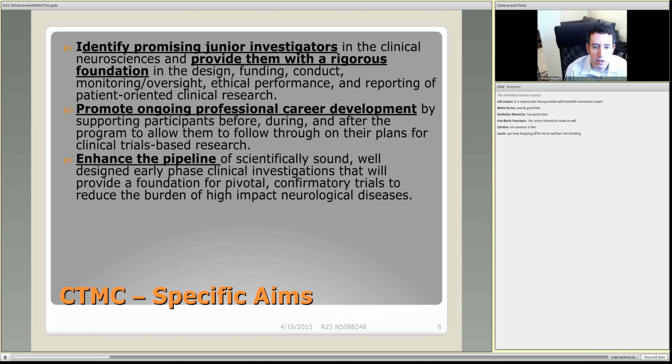And importantly, we are going to enhance the pipeline of scientifically sound, well-designed early-phase clinical investigations that will really provide the foundation for the pivotal confirmatory trials to reduce the burden of high-impact neurological diseases going forward. So we want the trials that you design and get funded to be things that are really scientifically useful and help to propel science forward.